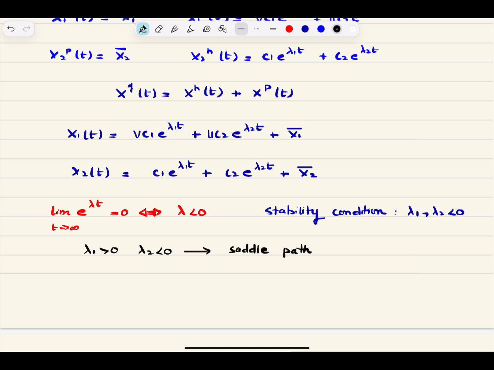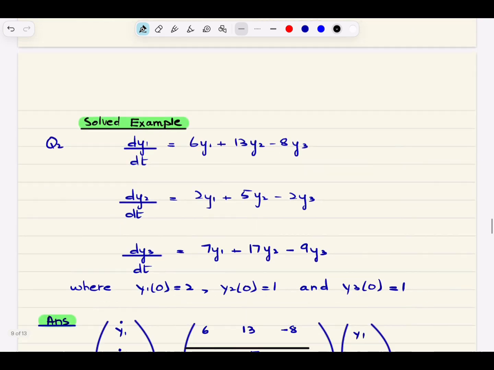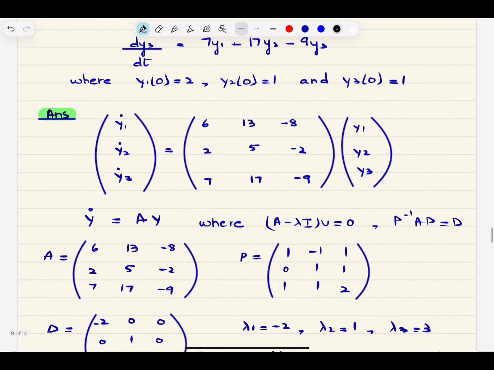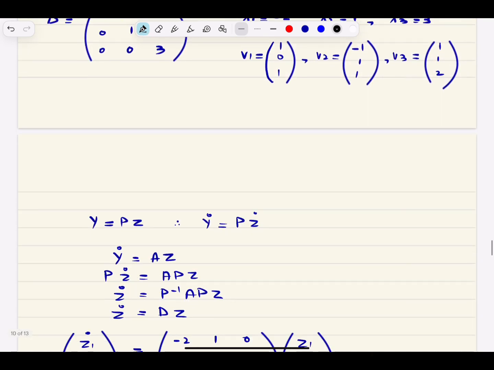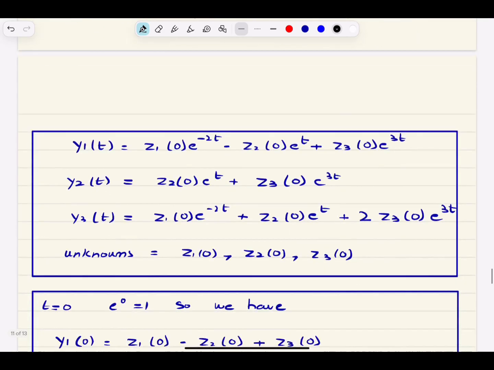And I've also, as an added resource, solved an example which is a 3 by 3 system to show how the method scales. But instead of making this video longer, I've placed a full worked solution in the notes. You can download it from the link that I'm going to place in the comments.